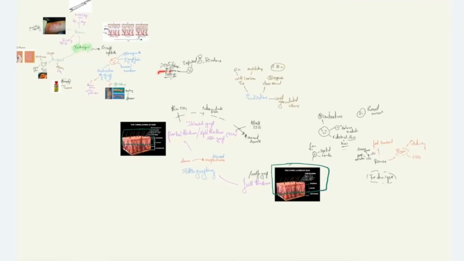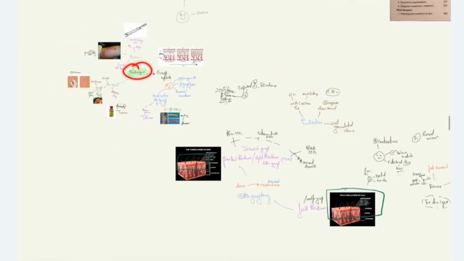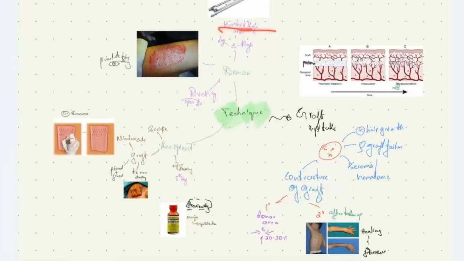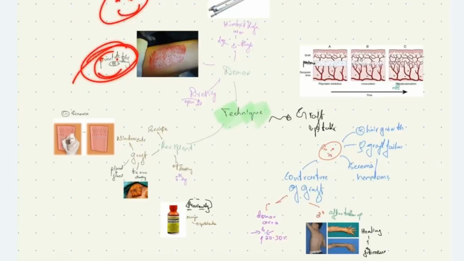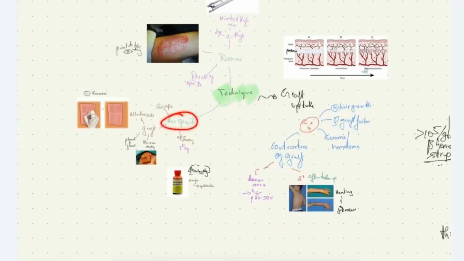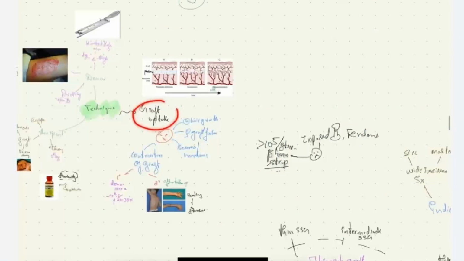What is the technique? From the donor, using the Humby's knife, we take the skin graft where we see punctate bleeding, then we are happy. After that, we go to the recipient, scrape the area, make window cuts in the graft, and place the skin graft. Following that, we do a tie over dressing, and we open the dressing after 5 days. What are the stages of graft uptake? That is plasmatic imbibition, inosculation, and neovascularization.